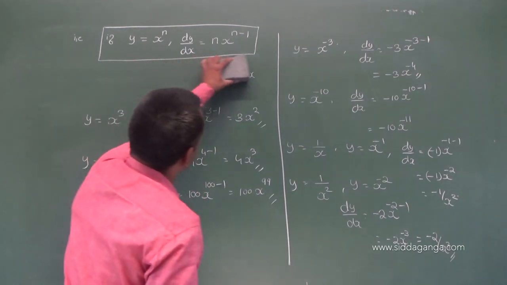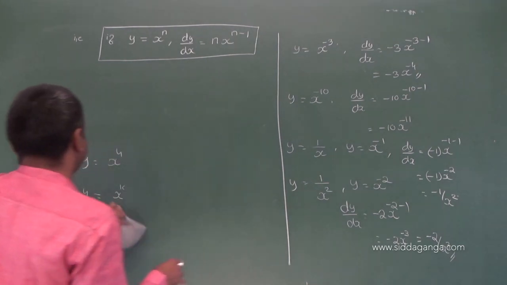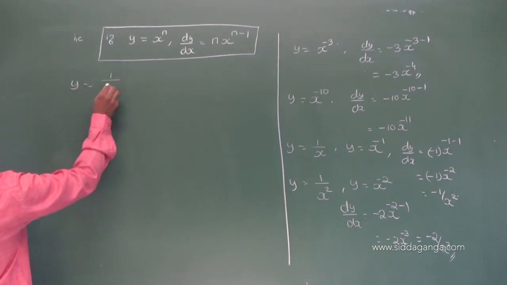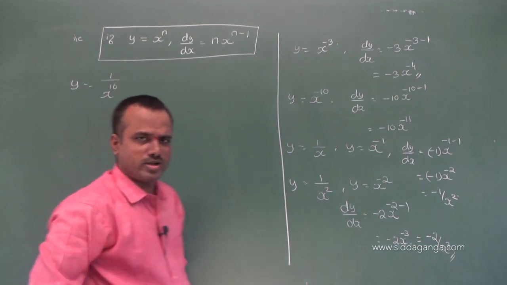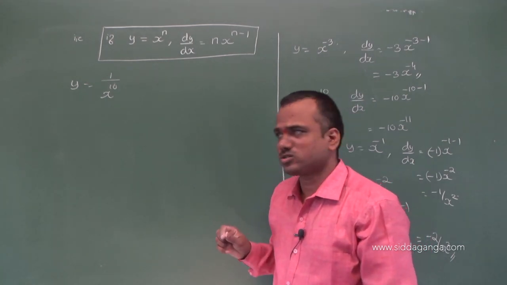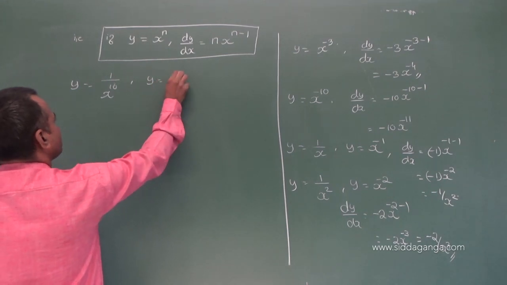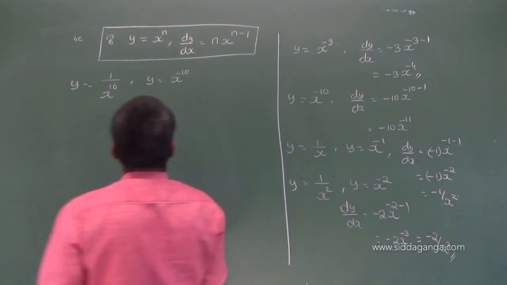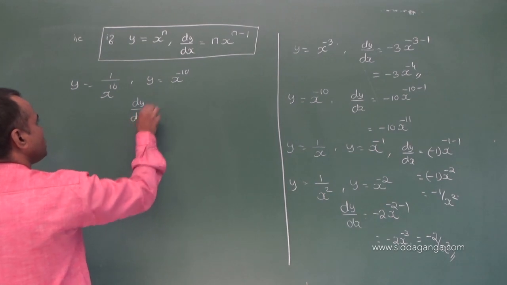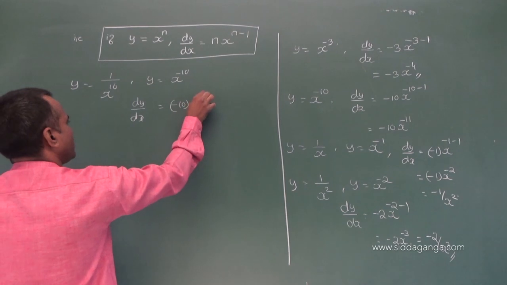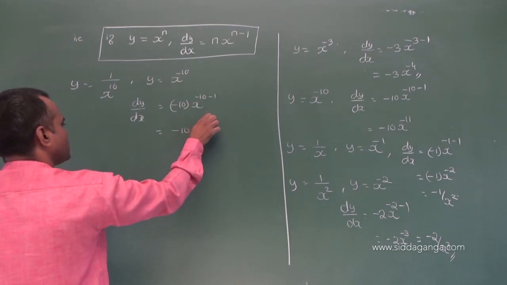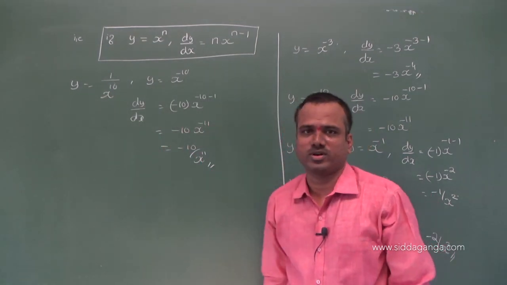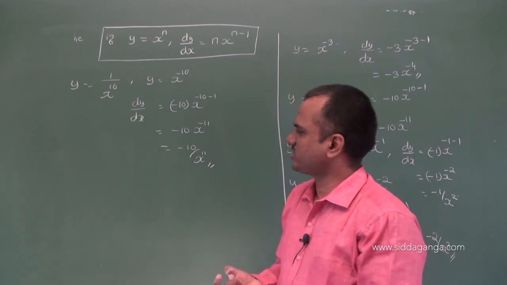Some more problems we solve. Y is equal to 1 divided by x to the power 10. What we do: y is equal to x to the power minus 10. First, I shift x to the power 10 from the denominator to the numerator, giving x to the power minus 10. Then we find dy by dx using this formula: minus 10 into x to the power minus 10 minus 1, which is minus 10 into x to the power minus 11. That is minus 10 divided by x to the power 11.